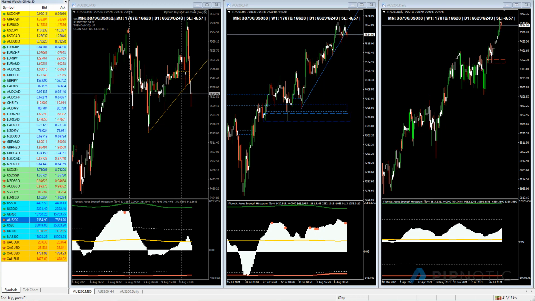Today we're going to look at a few different instruments. We'll start off with the Australian index. So if we have a look at the daily chart, price is really rallying pretty strongly.